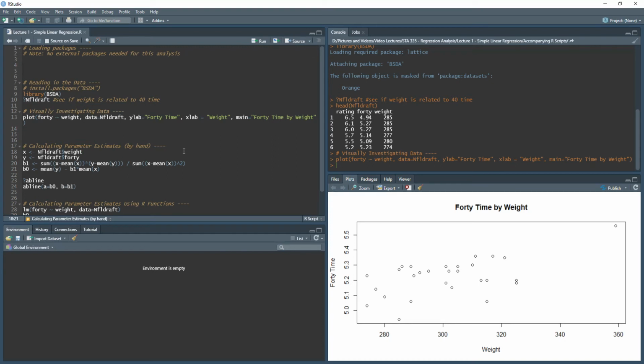Now to calculate the parameter estimates by hand, I'm just going to use the equations that we had in our notes. If you need to double check them, I highly recommend going and pulling those up and looking at them and seeing how this code connects directly to those equations.